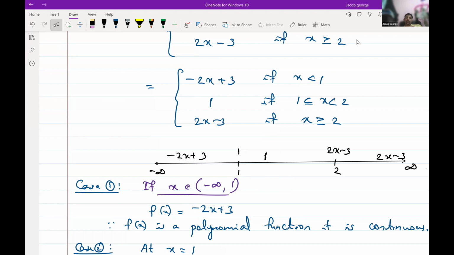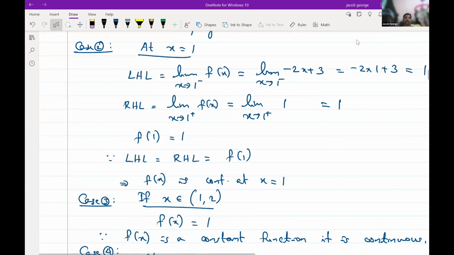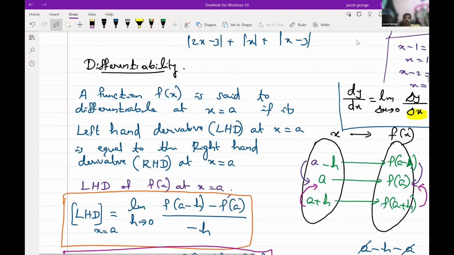Discuss the continuity means all 5 cases we have to check. Continuity from minus infinity to 1, at x equal to 1, then 1 to 2, at x equal to 2, then 2 to infinity. Like this, all cases, if it is continuous, it will be a continuous function.